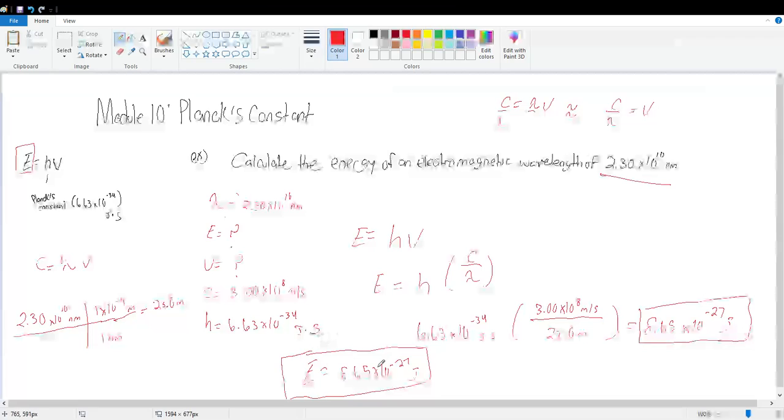Remember, Planck's constant is h, and its value is 6.63 times 10 to the negative 34th. When we approached the problem, we wrote what we knew and what we didn't know, then we converted from nanometers to meters, and then we solved for v in this rearrangement of the formula. Then we applied this portion over here to help us solve for energy, which turned out to be our answer.